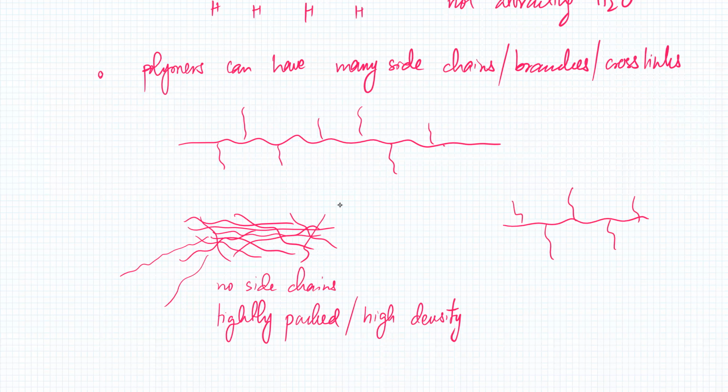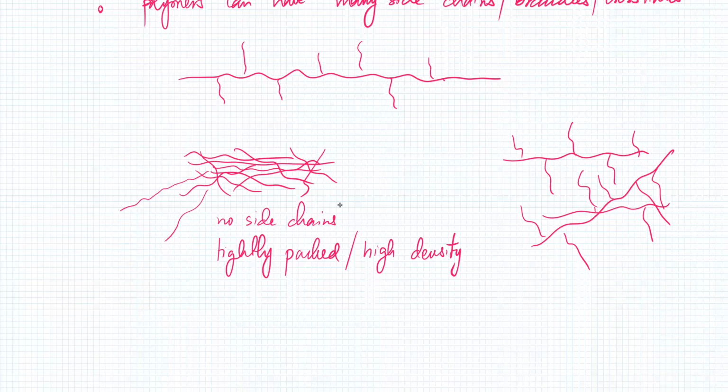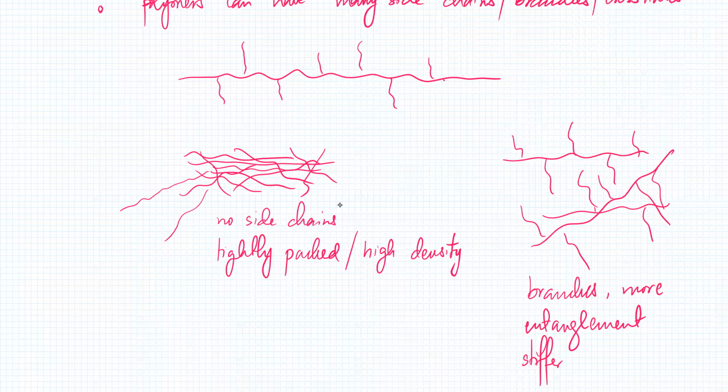But what if a polymer chain has lots of side chains? Then there would be a lot more entanglement. It would be harder to pull them apart, because those branches coming out of it would be entangled with each other very strongly. So in that case, if the polymer has branches, then there's going to be more entanglement, and it's going to be a stiffer or stronger polymer.